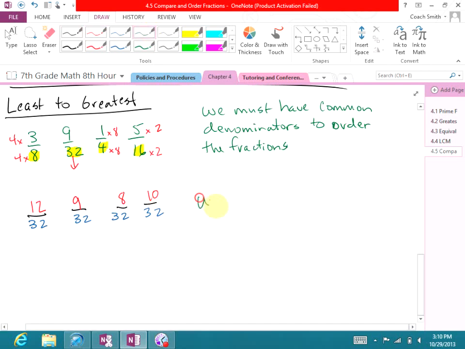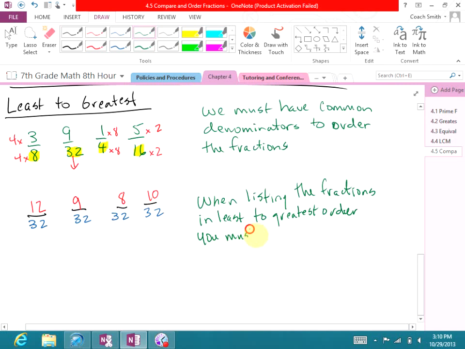When listing the fractions in least to greatest order, you must list the original fraction in the answer.